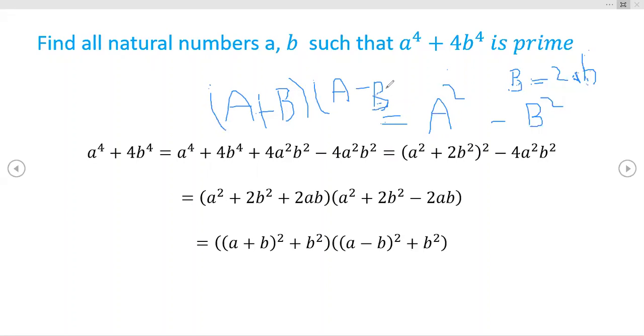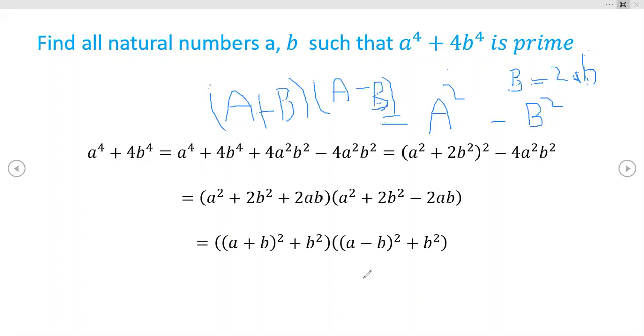And again, that's exactly it, y'all. This right here would be the a plus b portion, where a is just equal to a squared plus 2b squared. So this piece corresponds exactly to this three-termed parenthetical expression here. And then this would be your a minus b.